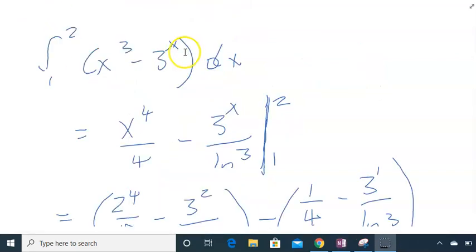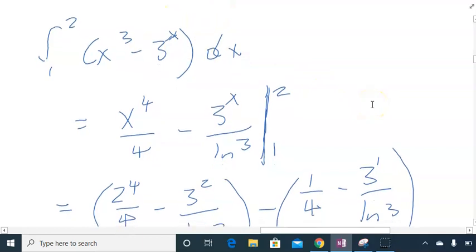Okay, let's look at the integral from 1 to 2 of x cubed minus 3 to the x dx. So what are the antiderivatives for these? For x cubed, it will be x to the 4th over 4. Remember, it's a power, so you go up 1. That's 3 plus 1, that's 4. And then you divide by the new exponent.